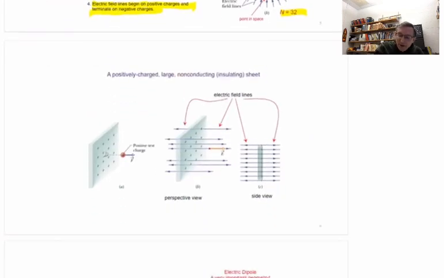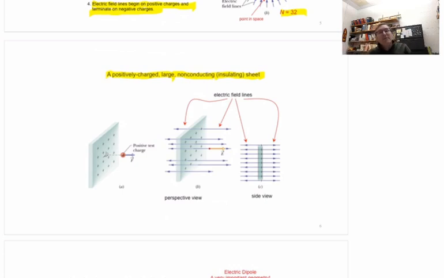A positively charged, large, non-conducting, that means insulating, sheet. So that might be a very wide, very long, very thin sheet of plastic wrap, cling wrap, the kind that you peel off and then rip. But imagine it's very big and flat. It's easy to get charge built up on that cling wrap. That's how it works.